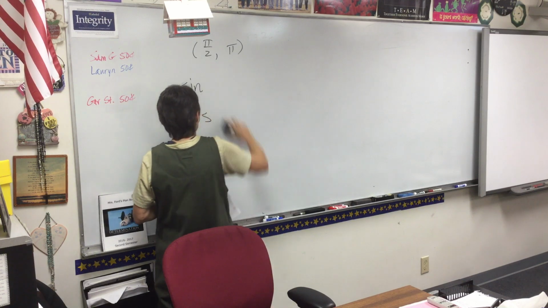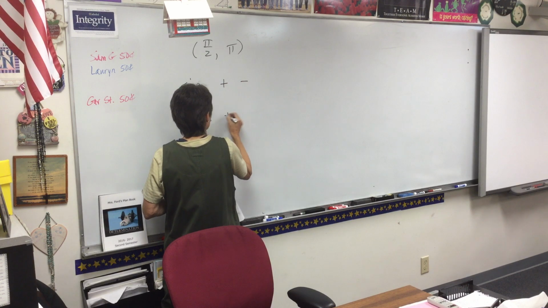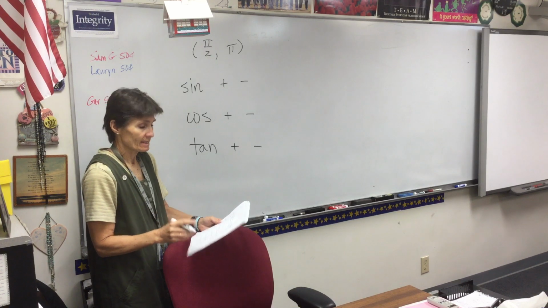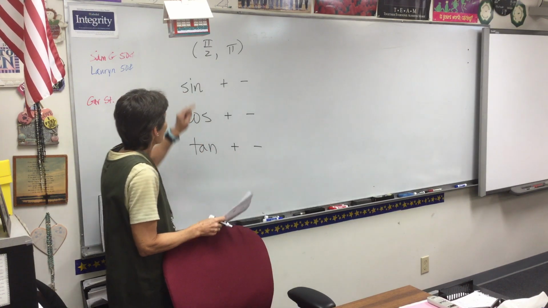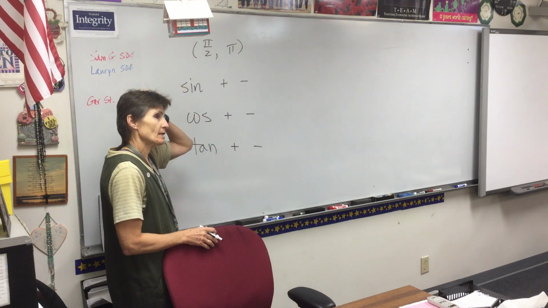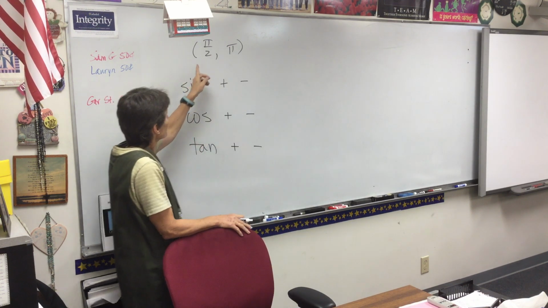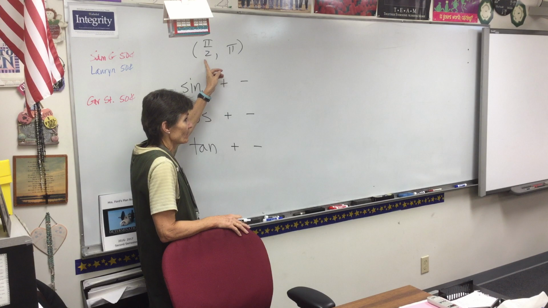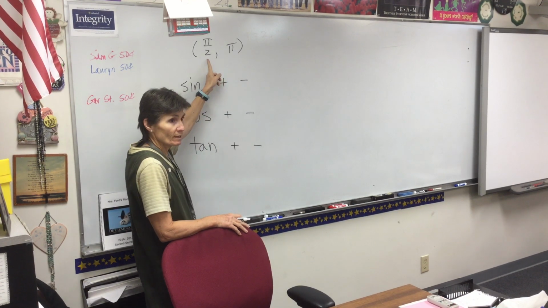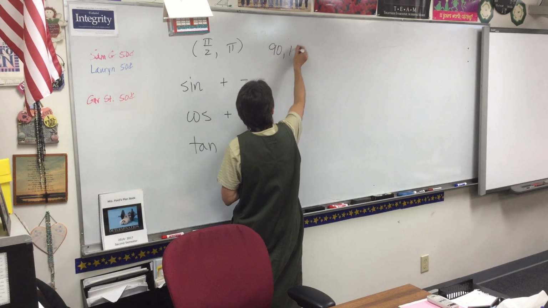Okay, so what we're doing is you're not filling them out. You're just going to tell me whether they are positive or negative for any angle in this space. Now at first you're thinking, what? But you already know how to do this. Tell me about this. What am I talking about here? Pi over 2 to pi. What's pi again? What's pi over 2 then? So we're looking actually between 90 and 180.